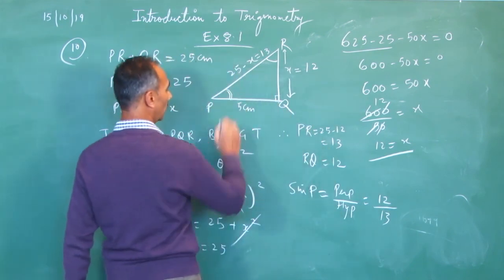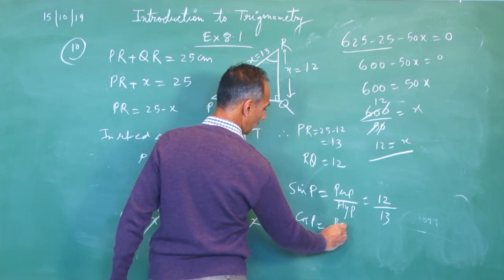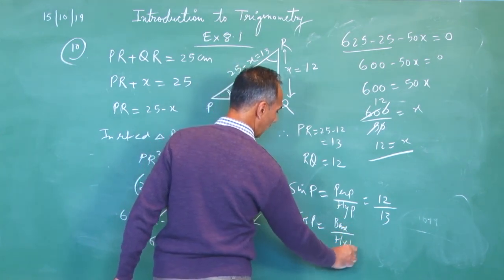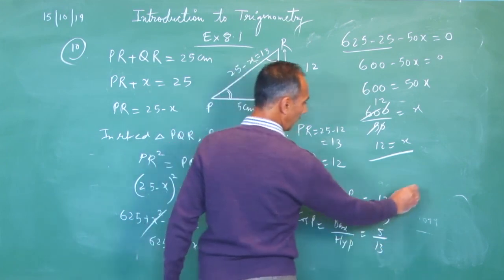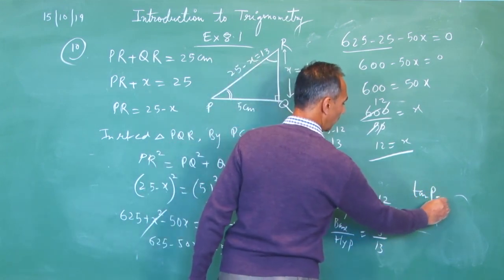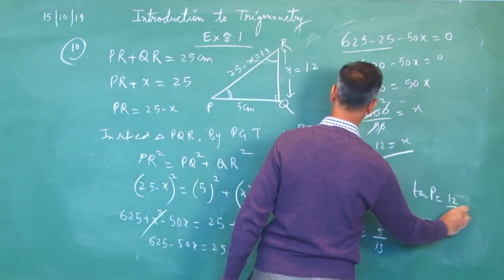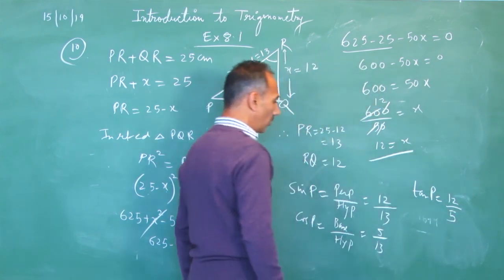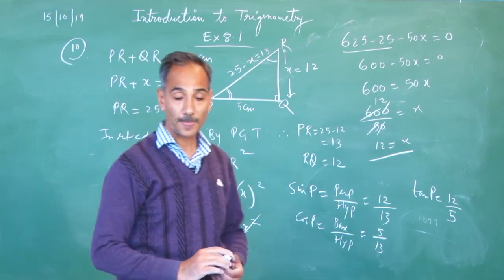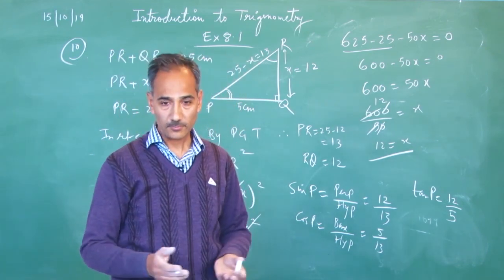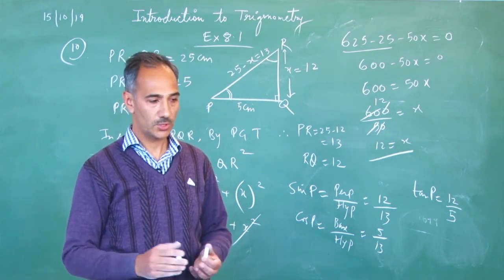And cos of P, base by hypotenuse, that is 5 by 13. And your tan of P is perpendicular by base, that is in short 12 by 5. So you have found all 3 T ratios which you were asked, and I hope that this video will be much useful to you.